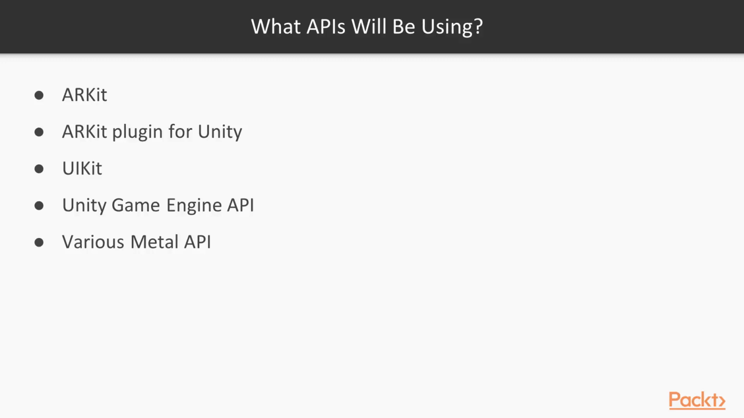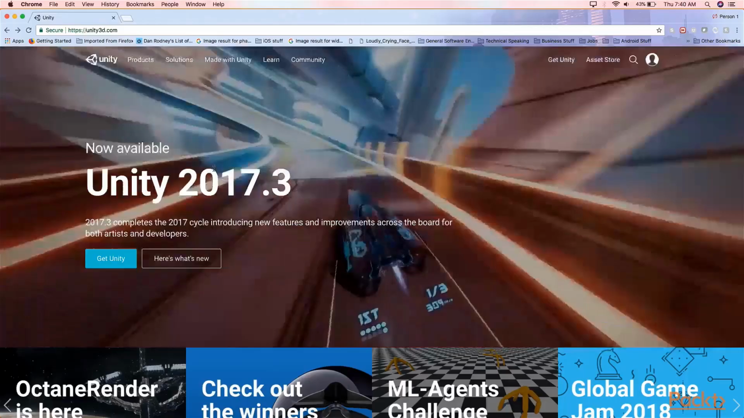What APIs will we be using? Again, if you haven't figured out by now, we're still using ARKit. And for example, we're using AR tracking config. For this section, we will also be utilizing the ARKit plugin for Unity, UIKit, specifically the pan gesture recognizer, the Unity Game Engine API, and of course various Metal APIs, including a renderer destination provider.